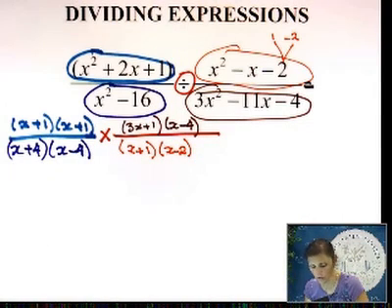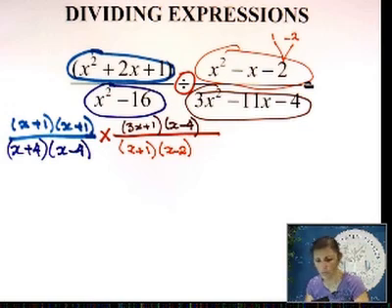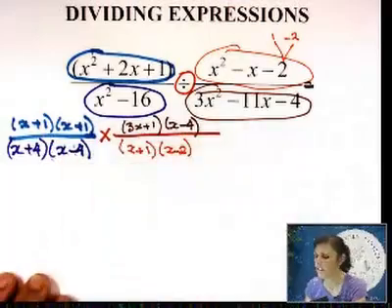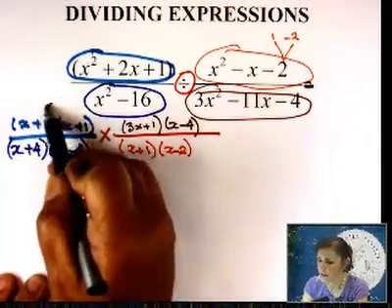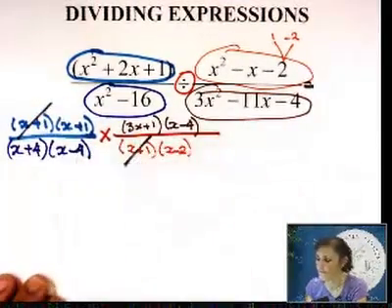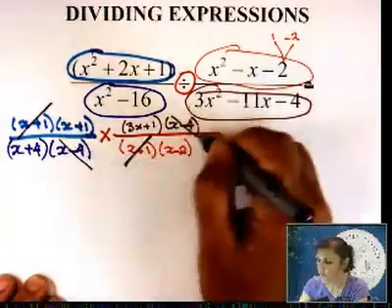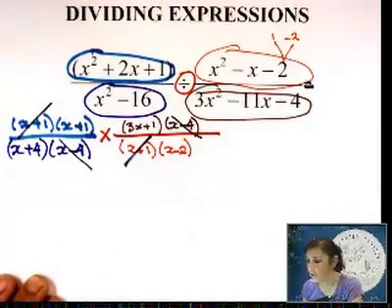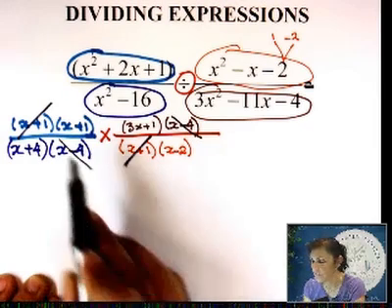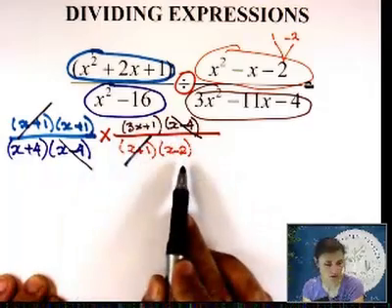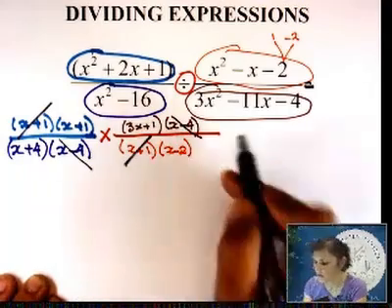Okay, now I'm going to start crossing them out. X plus 1s will go. Here we go. This whole thing will go. X minus 4s will go. These two will go. Then is there anything else I can do? I have an x plus 1 extra, x plus 4, 3x plus 1, x minus 2. There's nothing else I can do.